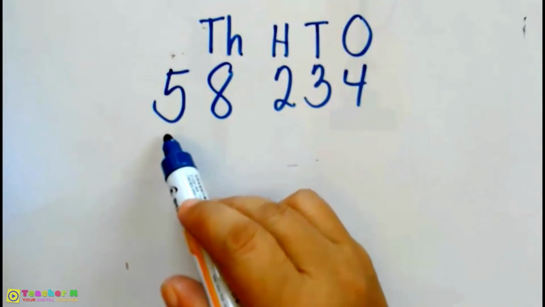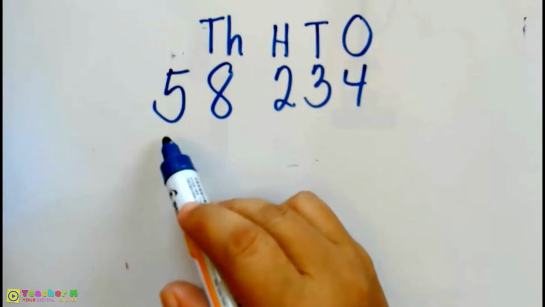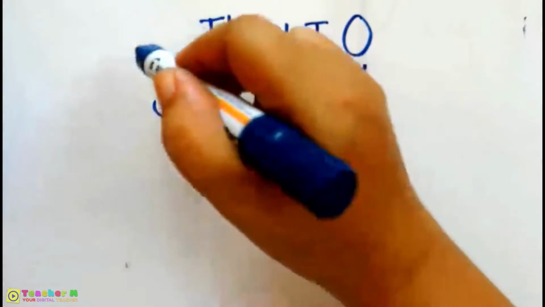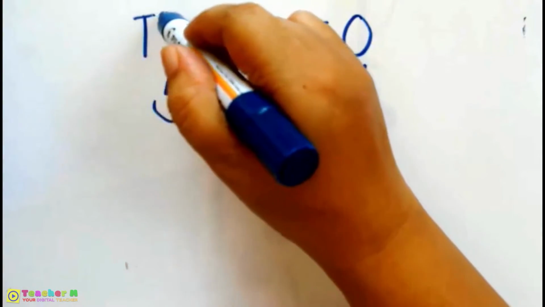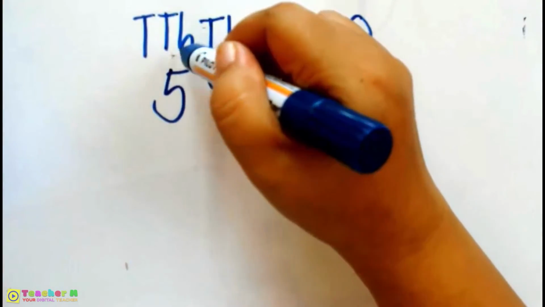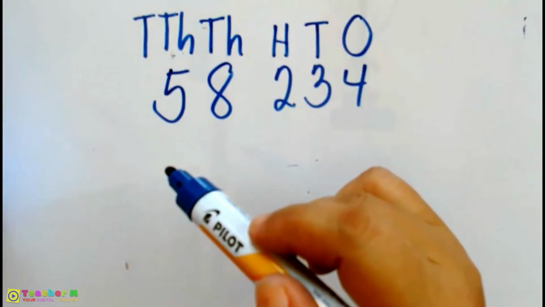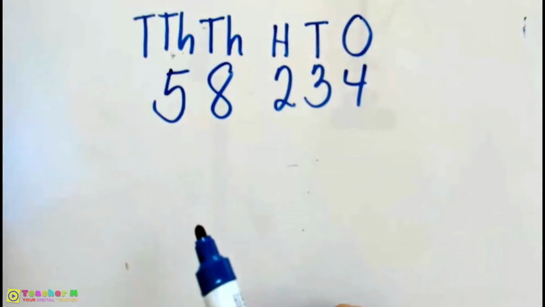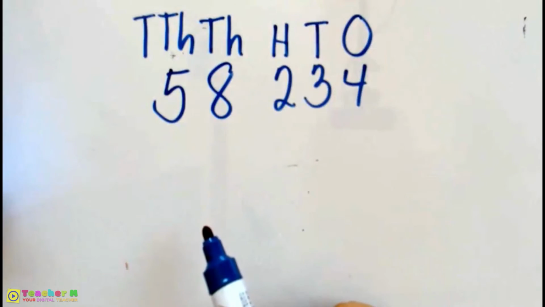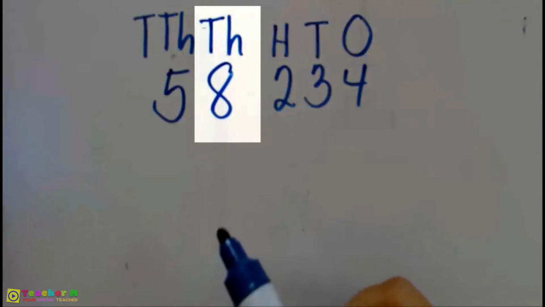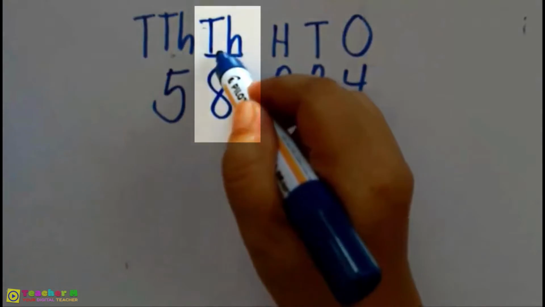And 5 is found in the 10,000s place. So I will write TH here. Since we're going to round this number to the nearest thousands, I will underline the place value of thousands. So here.